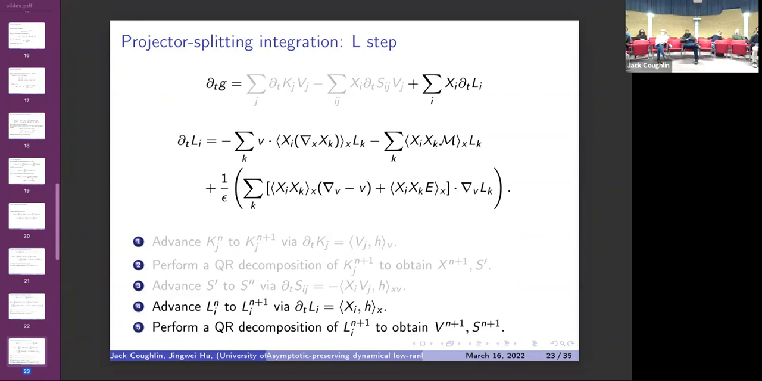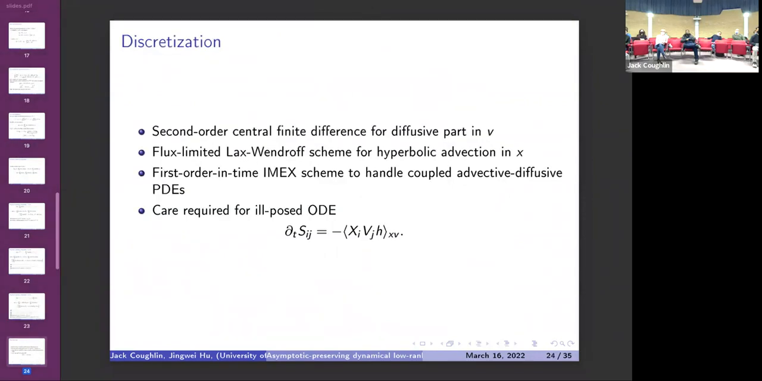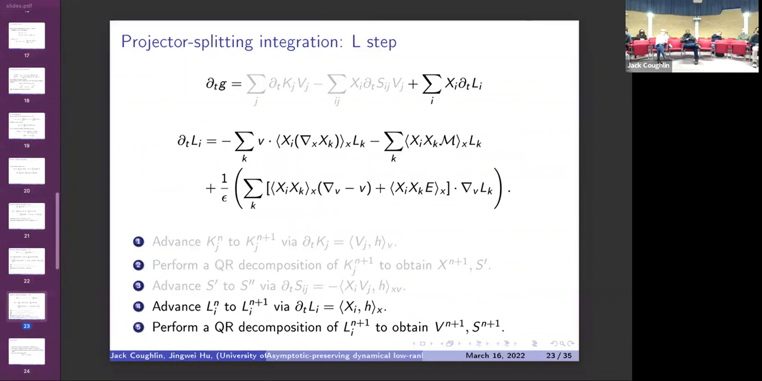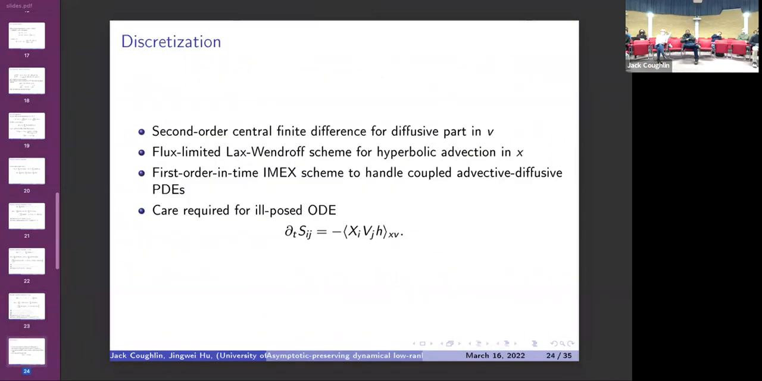So let's see quickly about the discretization. We're using a second order scheme, second order finite difference in v and x. The v part, as you can see, is somehow diffusive, right? The x part is hyperbolic. So we use a central scheme for v and a flux limiter for x. And as I said, we use this first order in time IMEX scheme to handle the coupled advection diffusion parts.